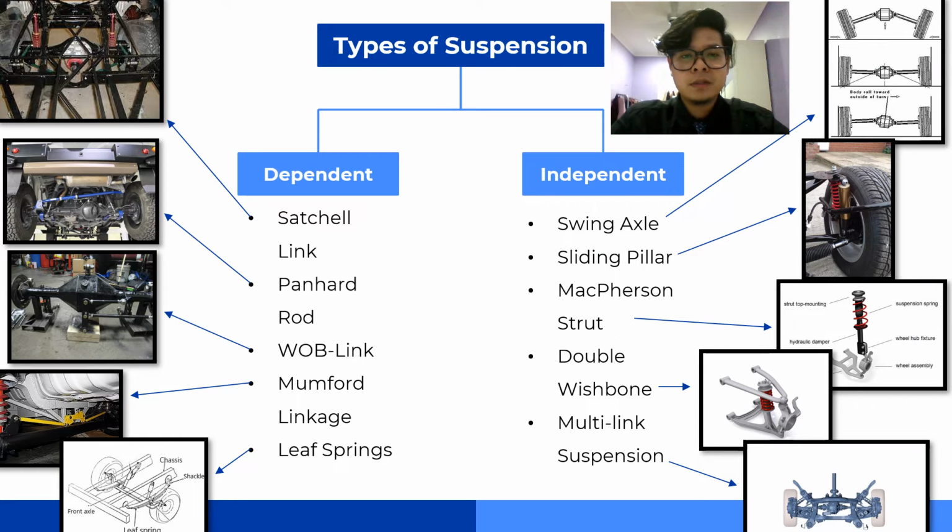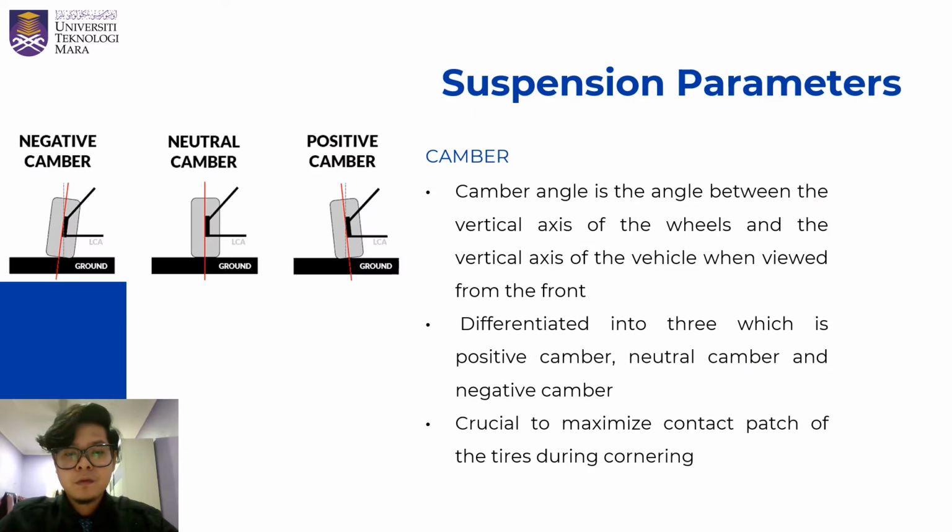This is a few examples of dependent and independent suspension. Under dependent suspension is satchel link, Panhard rod, WOB link, Mumford linkage, and leaf springs. For independent suspension is swing axle, sliding pillar, McPherson strut, double wishbone, and multi-link suspension. For a suspension system, there are several suspension parameters that are involved.